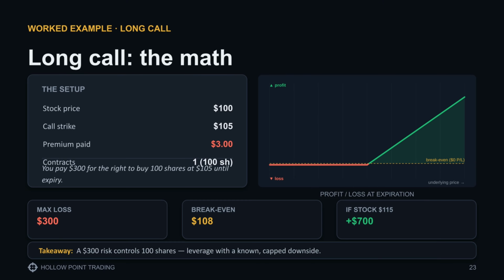Let's walk through the math of a long call. With stock at 100, you buy a 105 strike call for $3. Your risk is capped at $300. If the stock hits 115, your contract value grows, showcasing the power of leverage with defined risk.